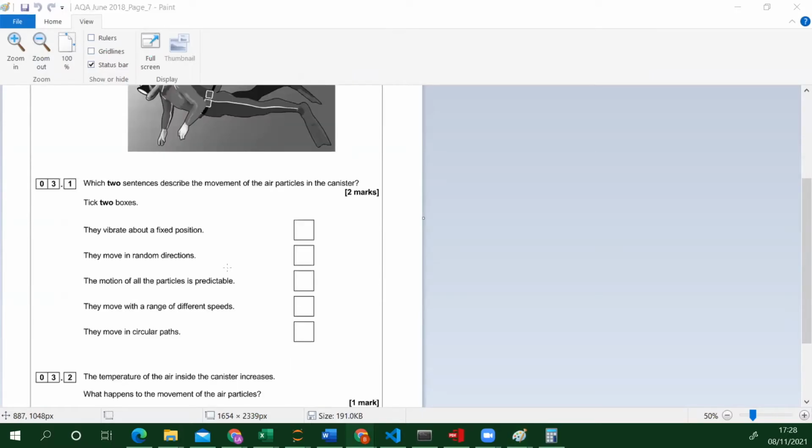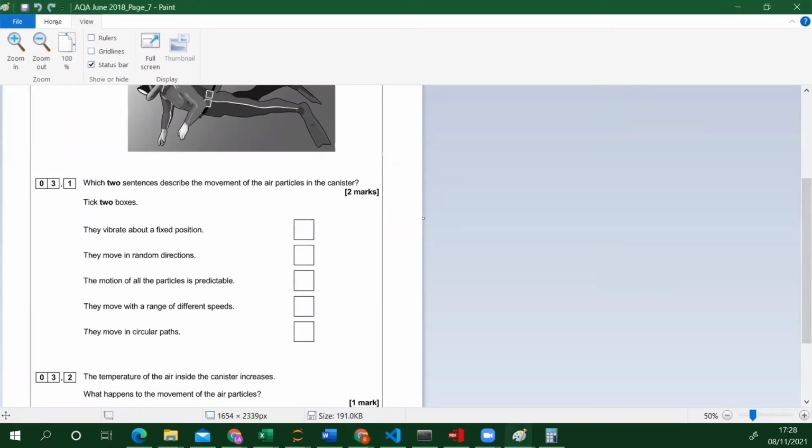It says they vibrate about a fixed position. Remember the gas. They move in random directions. The motion of all the particles is predictable. They move with a range of different speeds. They move in circular paths. So this is the gas. I keep reiterating that because it does make a difference what state something's in.